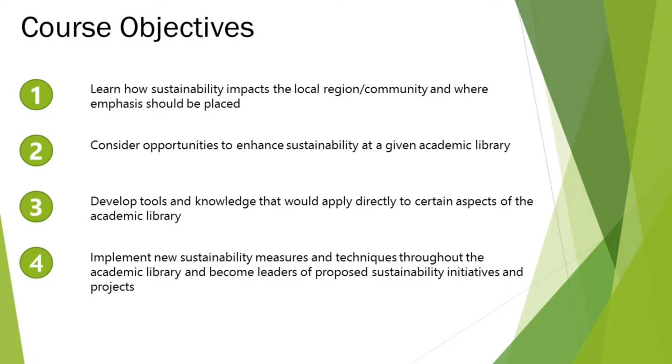For instance, in California, we have wildfires we have to worry about. We have drought, lack of water that other places may not have. They may have totally different natural disasters that they worry about, totally different other fields of emphasis that are more relevant to them. The second objective is consider opportunities to enhance sustainability at a given academic library.